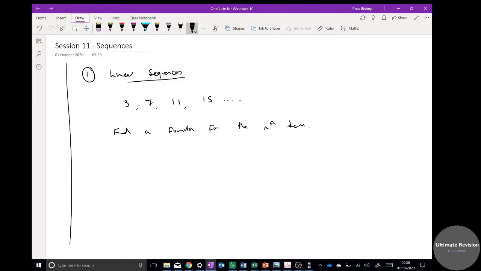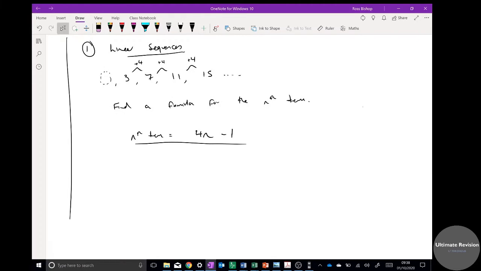Well, it's linear because there's a common difference. The difference is +4 each time. So the nth term is going to be 4n, and then you work out what the previous term would be, which is -1. Okay, so that's the answer to the nth term for a linear sequence.